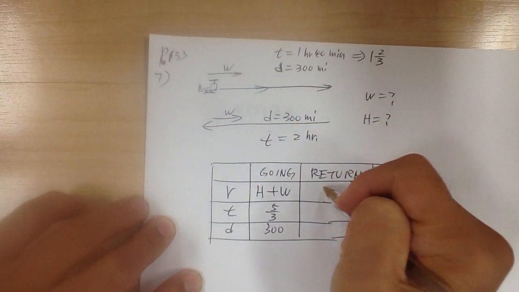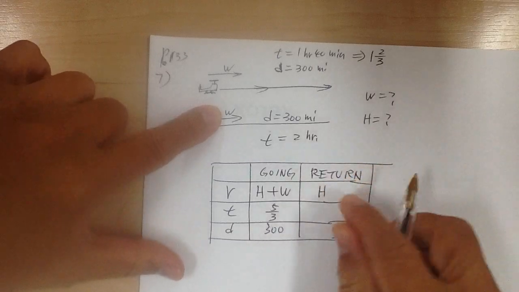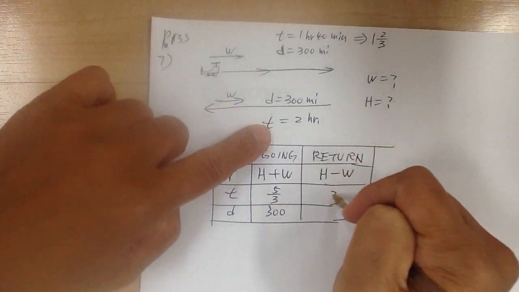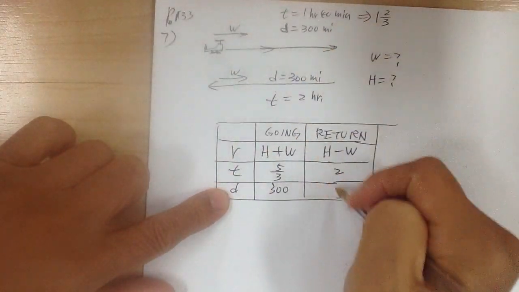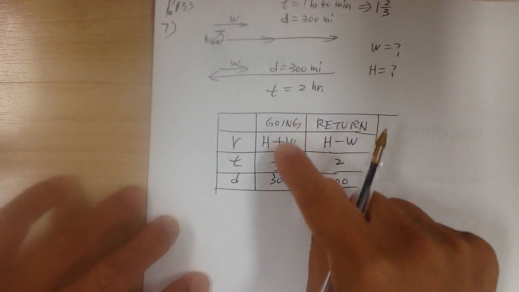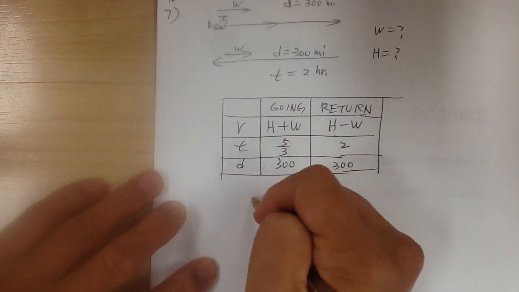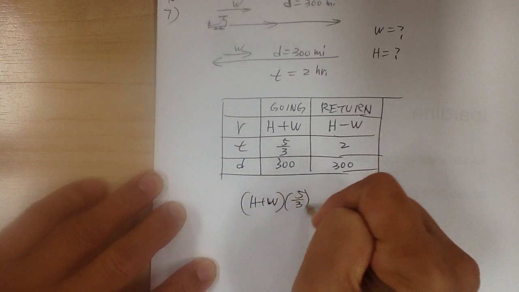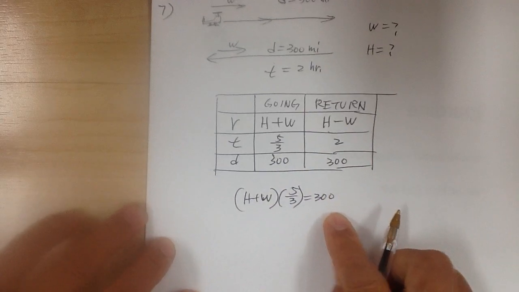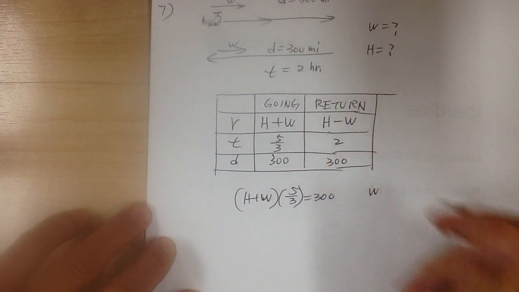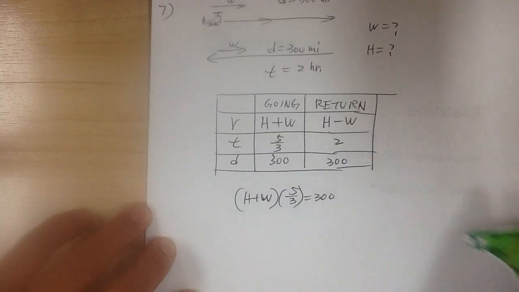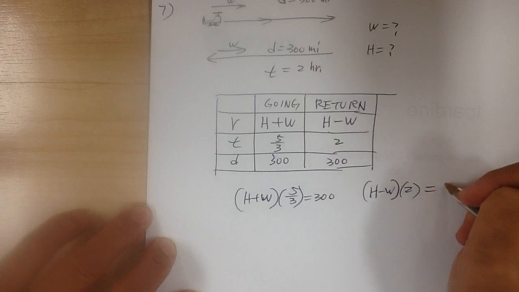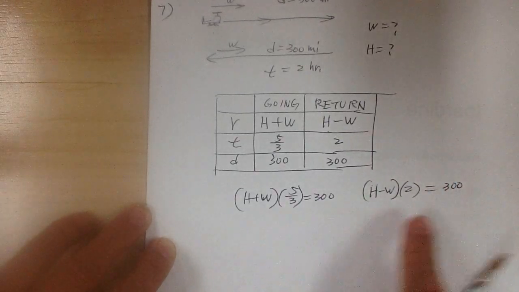On a return trip, it's going to be against the wind, so it'll be the speed of the helicopter minus the wind, because the wind's going to push it back. And the time is 2 hours, and the distance again is 300. So that's r times time equals distance, so that's your equation for going. And for coming back would be h minus w, the speed times time equal to distance. So now you have two equations.